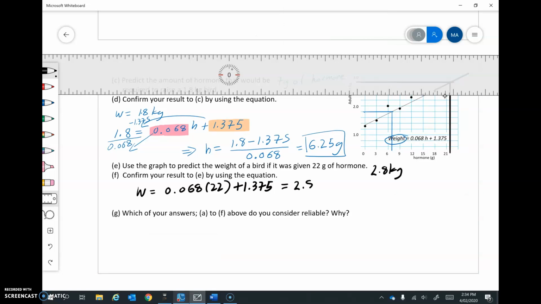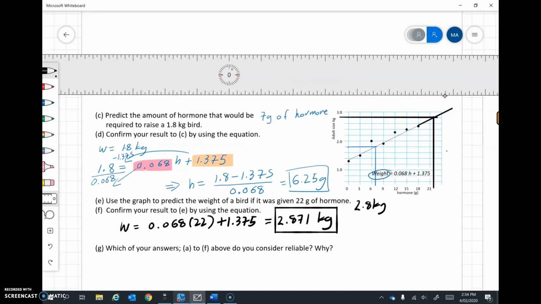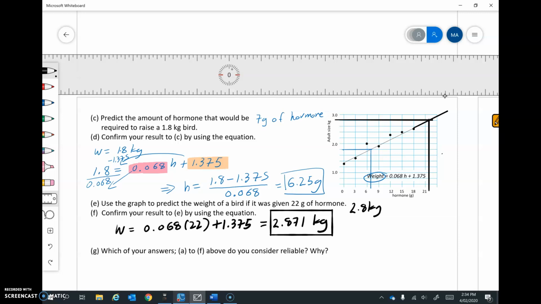So 2.871 kilograms. Now, the next question here, we're not going to cover this in this video because there's quite a bit about reliability which we'll cover in another video, but it goes into that idea that I was talking about where this last prediction that we've made isn't in the data that's been tested. All right, so we'll talk more about that in a subsequent video, but for now, go ahead and try some questions where you've got to make some predictions.